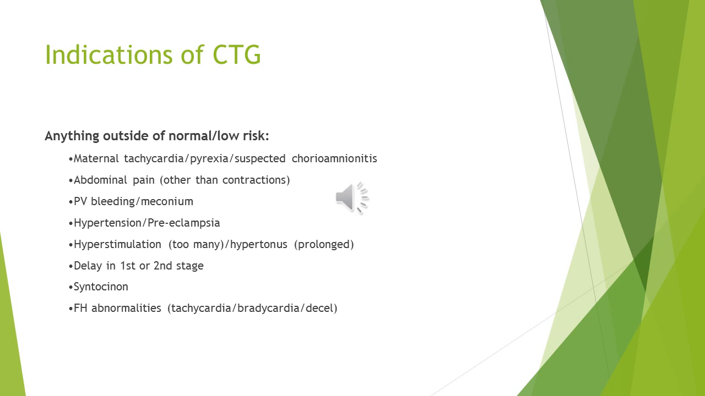So in summary, the indications for CTG are anything outside normal. This can be either an abnormality in the mom, such as vital signs like tachycardia, high temperature, or signs of infection, abdominal pain other than the contractions, bleeding, meconium as we said before, hypertension and preeclampsia, hyperstimulation, prolonged labor, augmentation, or fetal heart rate abnormality. So just to summarize the indications, anything outside the normal or low risk pregnancy will require CTG.